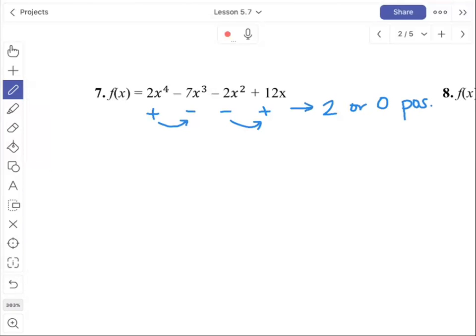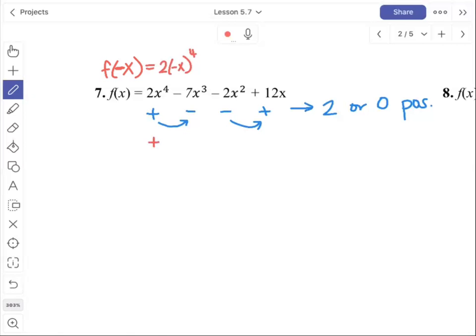To get how many negative real zeros? The amount of sign changes when you make f of negative x. So you want to substitute, instead of x, you want to put negative x. So when I plug in negative x into this first term, does that come out positive or negative? I think it comes out positive.